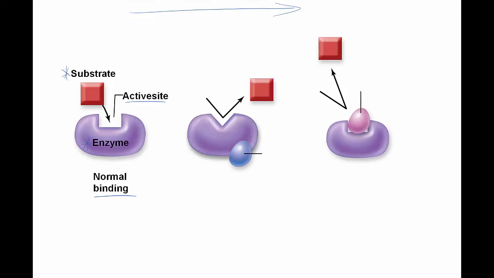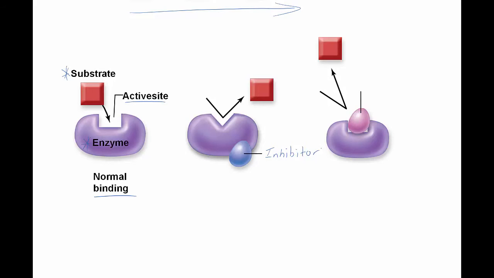Now, in negative feedback, you could take a product from a metabolic pathway and it might actually attach itself to the first enzyme in that metabolic pathway, and we refer to that as an inhibitor. And you have to remember that that inhibitor is a product of a metabolic pathway.